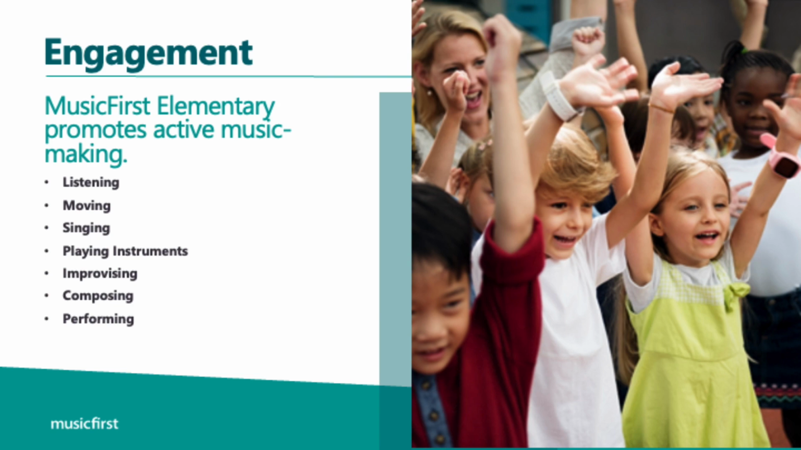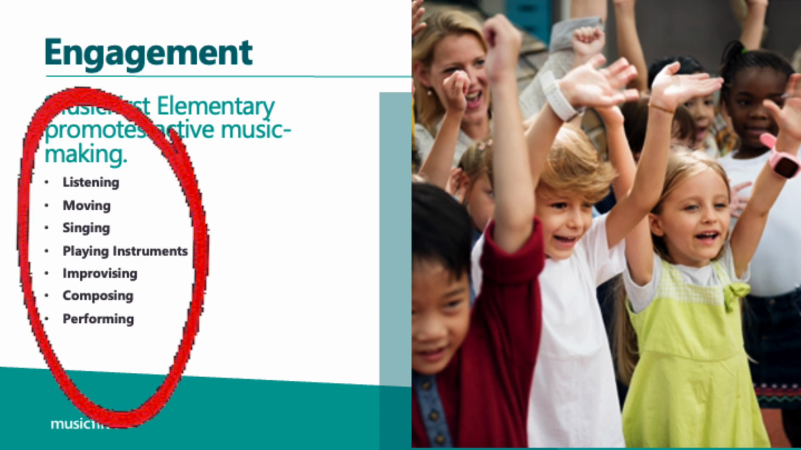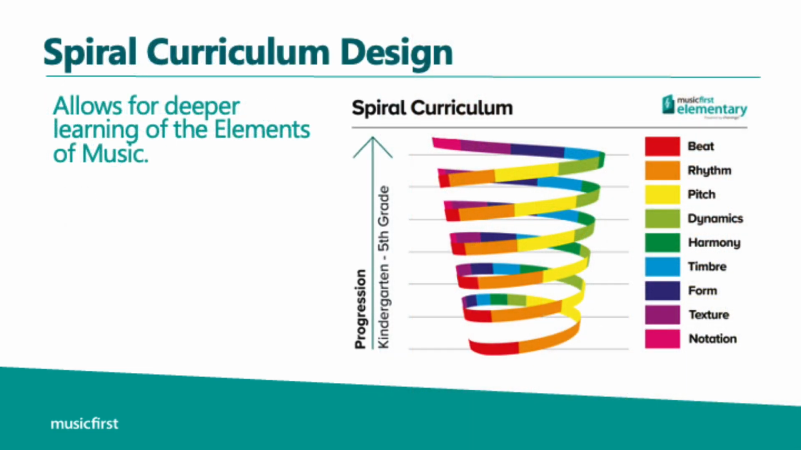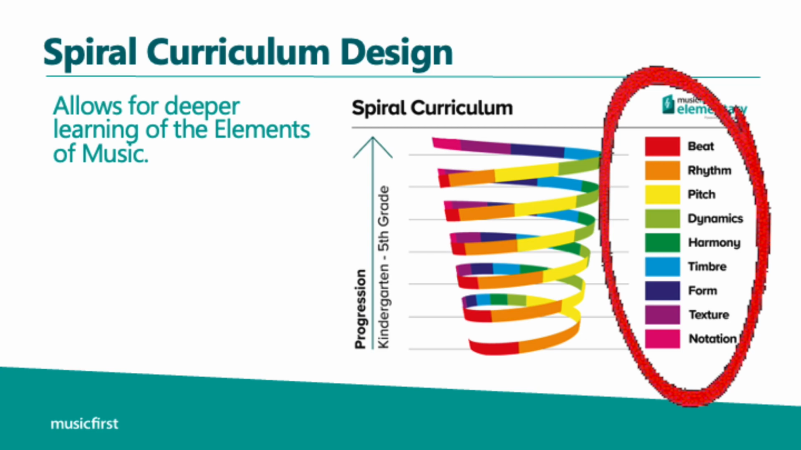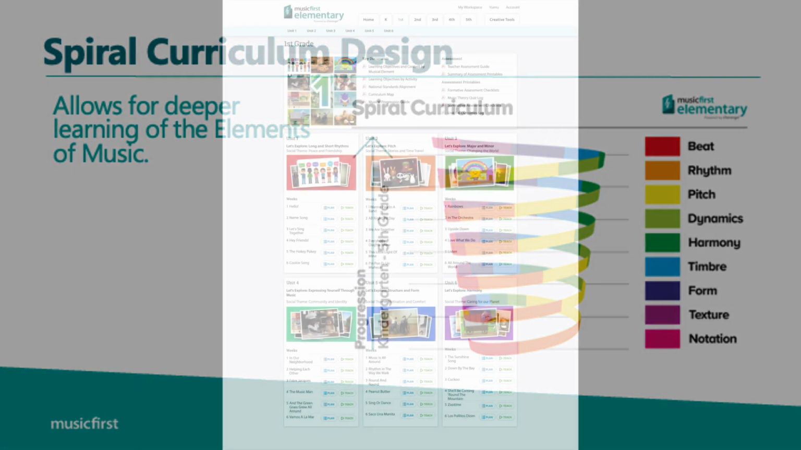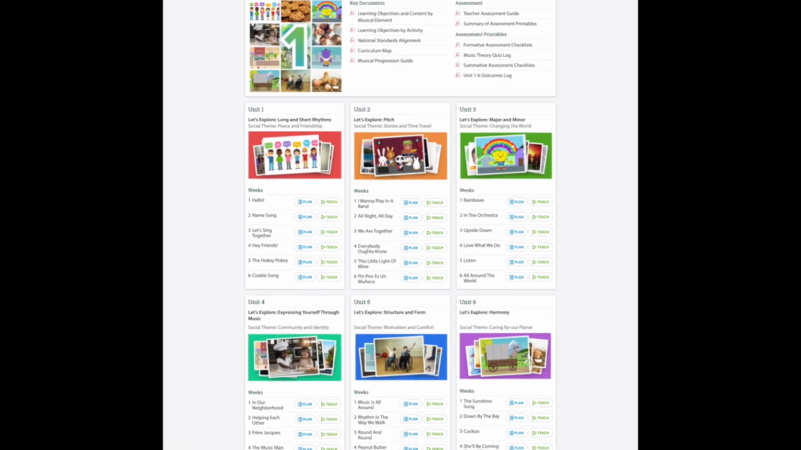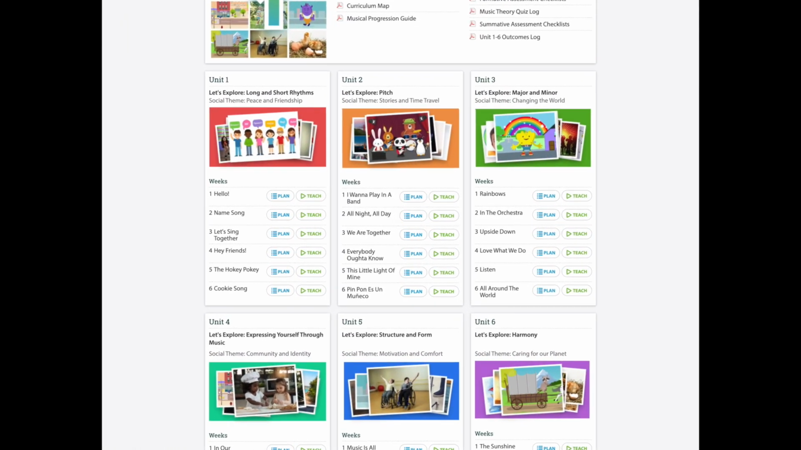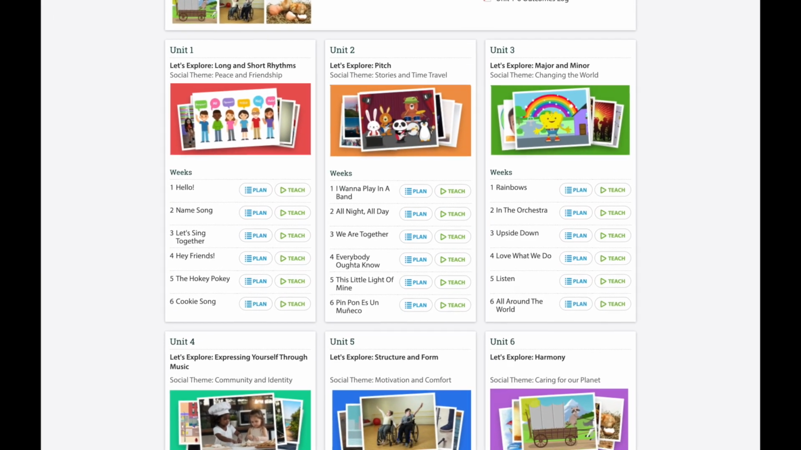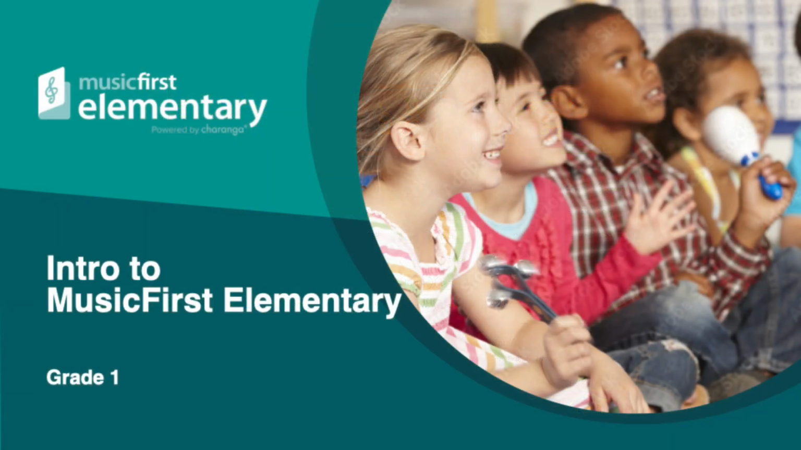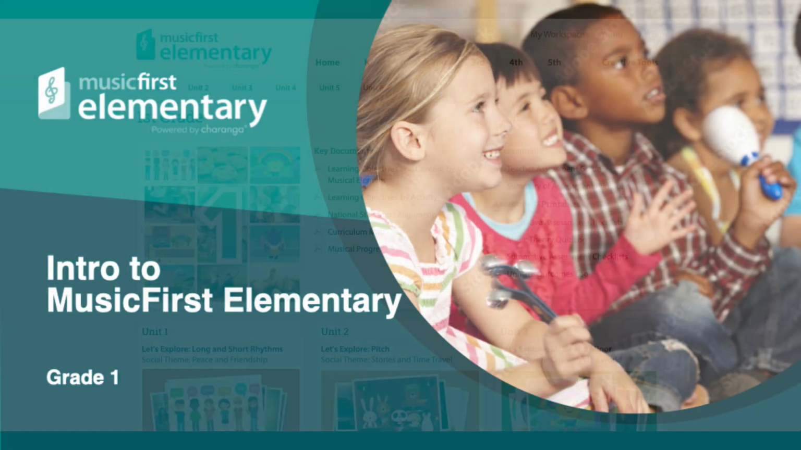In every unit, students will sing, move, listen, respond, improvise, compose, and perform music. They will also continually revisit musical concepts in more complex ways throughout each subsequent grade level. As you can see, there are 6 units with 6 weeks of lessons within each unit, all based around original and public domain songs and social themes like stories and time travel and caring for our planet. Let's take a deep dive into first grade.